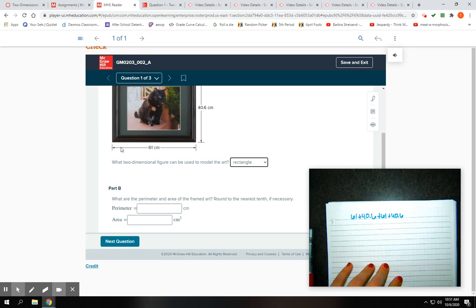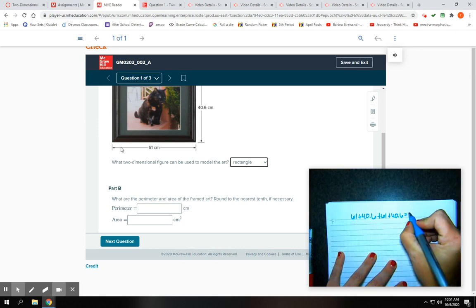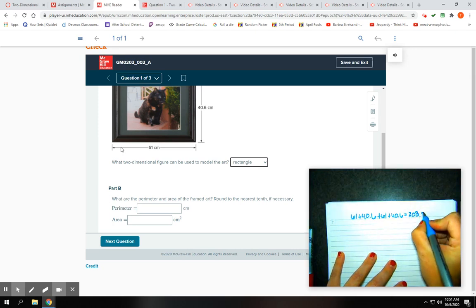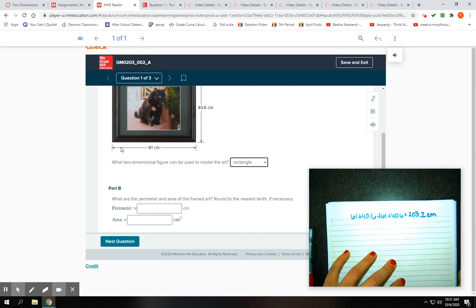This left side here. So we're going to add all of those together because that's going to be the entirety of the outside. That's going to be the whole perimeter, which is 203.2 centimeters.